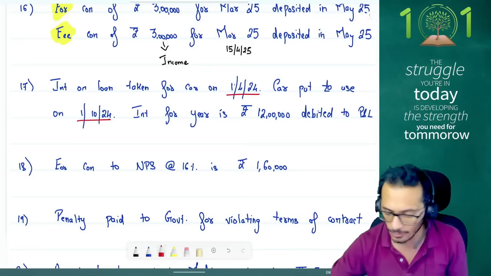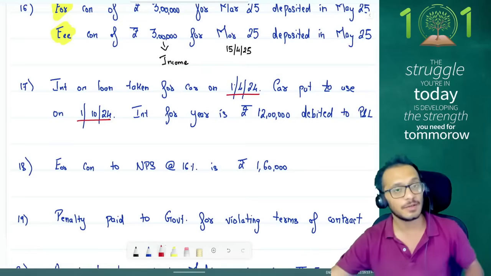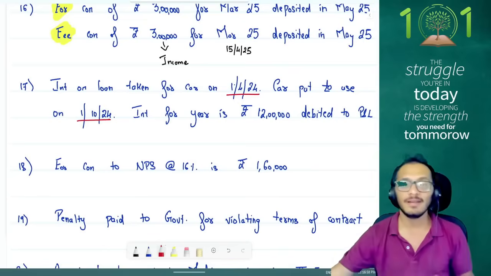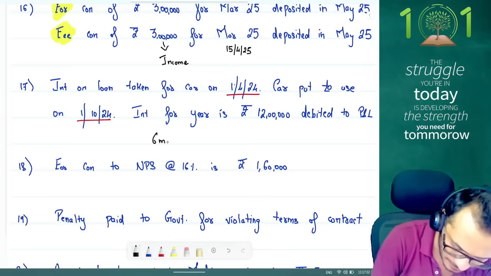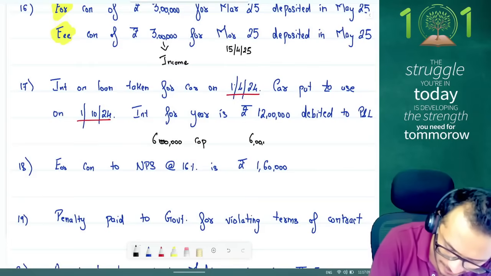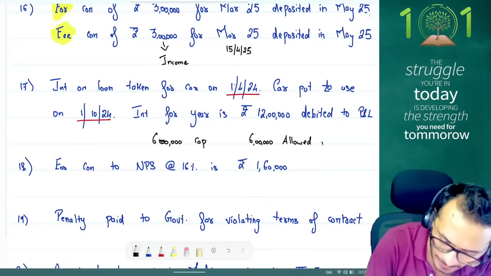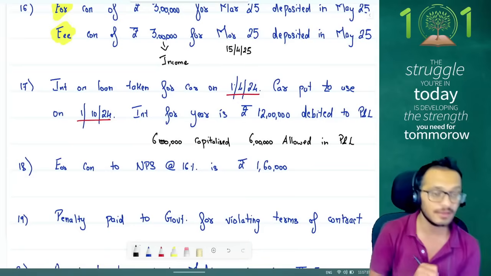So what am I going to do? 12 lakh is my interest for the full year, which means 1 lakh is the interest per month. So April, May, June, July, August, September, I will have 6 months. So what will I do? 6 months will get capitalized. In simple words, 6 lakhs I will capitalize and the balance 6 lakhs will be allowed as deduction. So 6 lakhs I will capitalize, 6 lakhs allowed in P&L. Yes or no? This is the provision of borrowing cost. I hope everyone is clear on this part.